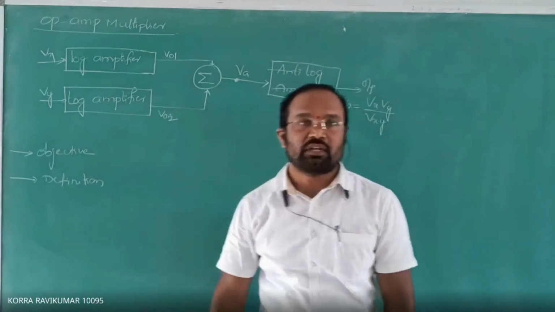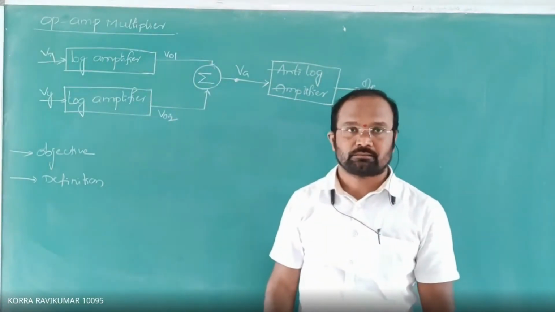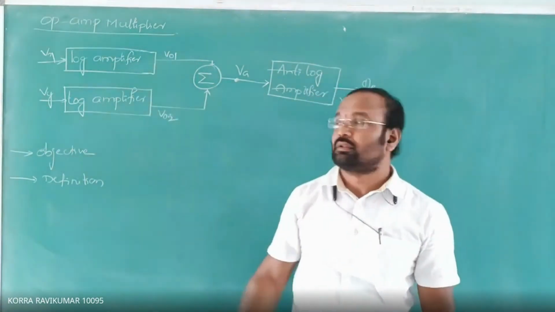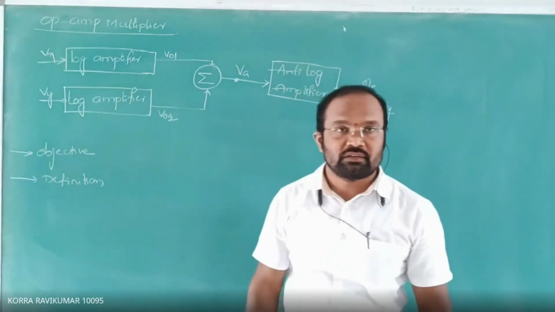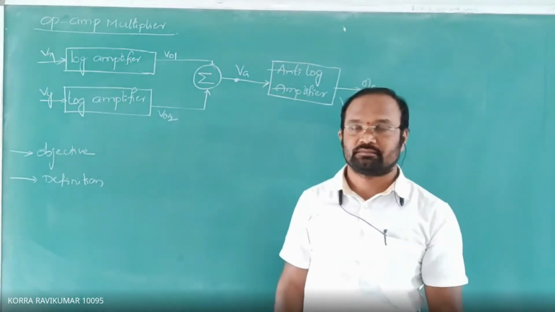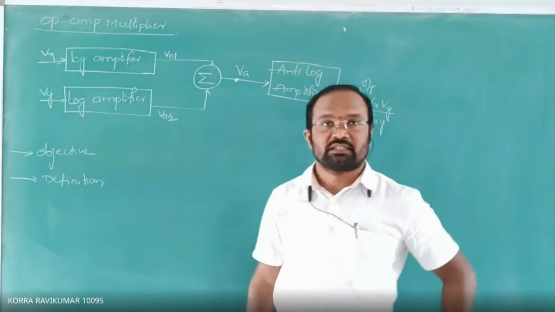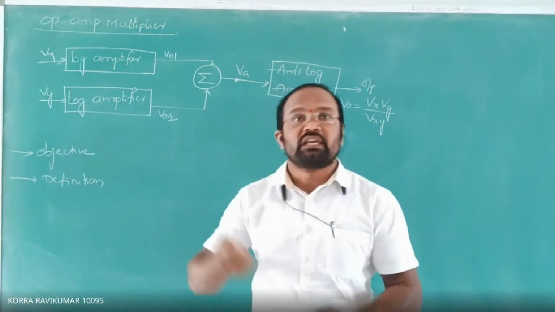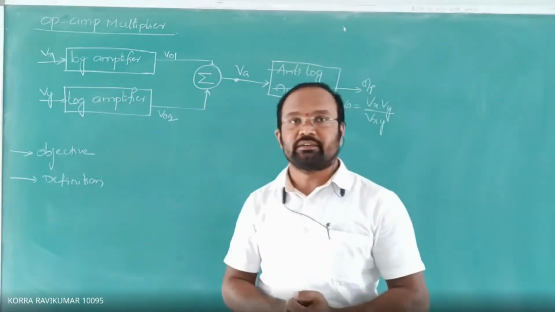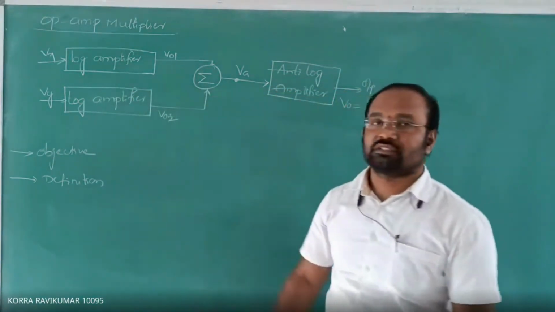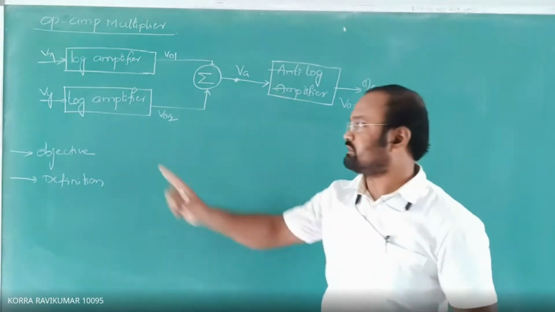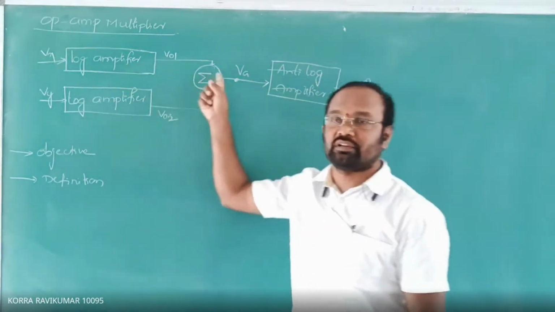Log amplifier is also called a logarithmic amplifier. What is the purpose of this logarithmic amplifier? The purpose of the logarithmic amplifier is to measure the signal strength in the modulation process. Why should we measure the signal strength? In order to regulate the gain. Next, the summing amplifier is also called an adder, which adds 2 different signals, Vx and Vy.